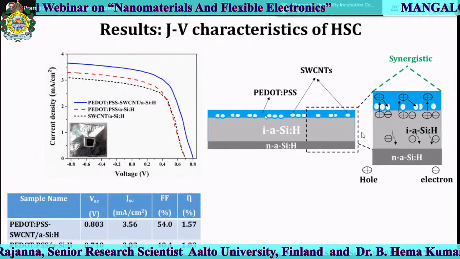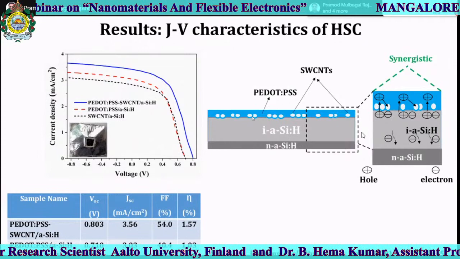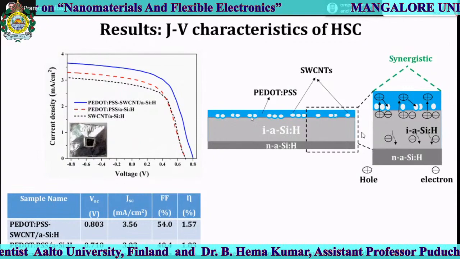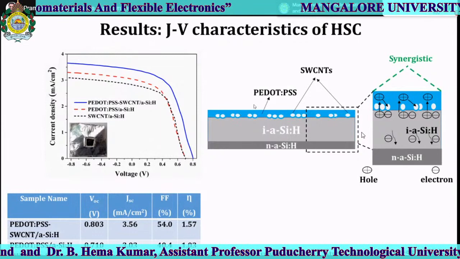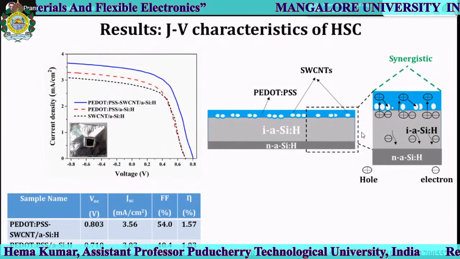The carbon nanotubes, as I showed you, are a randomly oriented network. So when they come in contact with the amorphous silicon beneath, they form a non-uniform contact. But when the PEDOT:PSS is spin coated, not only are the carbon nanotubes pushed towards the surface of the amorphous silicon, but also the conductive property of the PEDOT:PSS helps in forming additional heterojunctions.